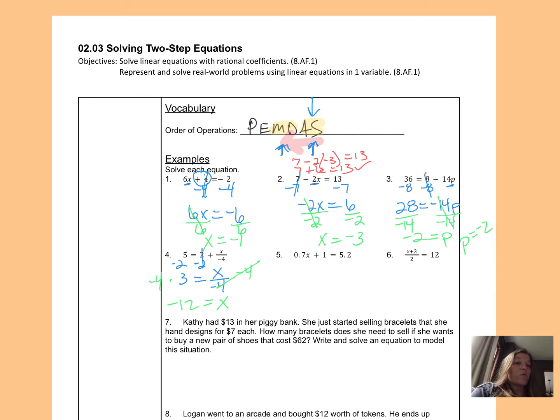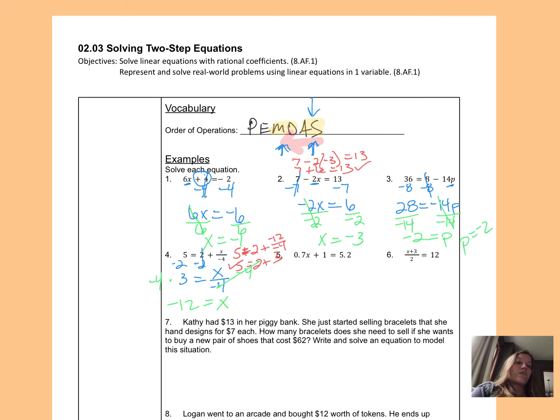And then again, remember, we can plug it in and check. So we had 5 equals 2 plus negative 12 over negative 4. Does 5 equal 2 plus, this gives me 3? Yes, it does, so then we know our answer is correct.